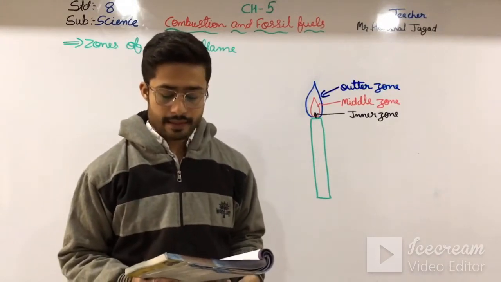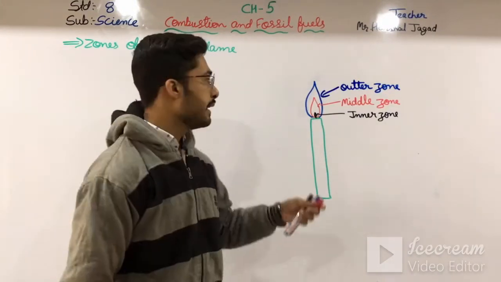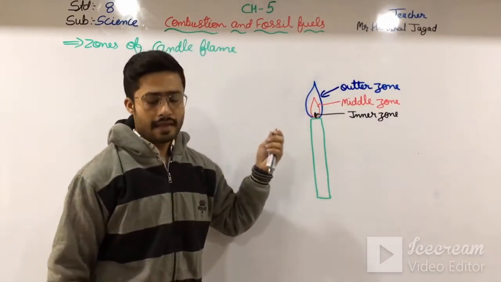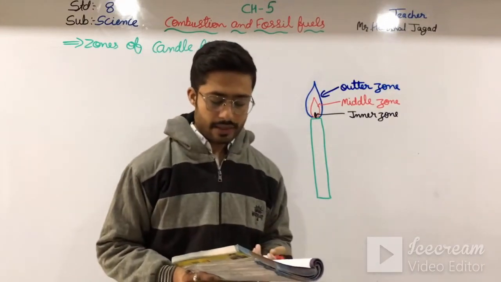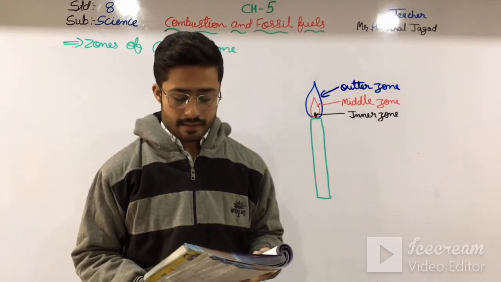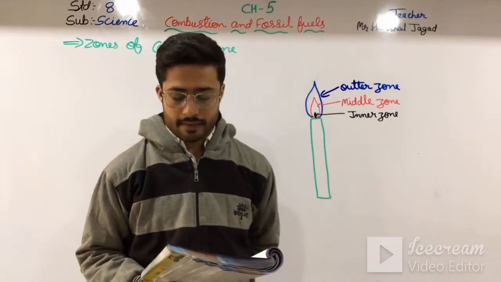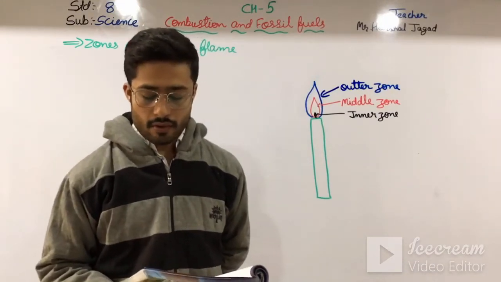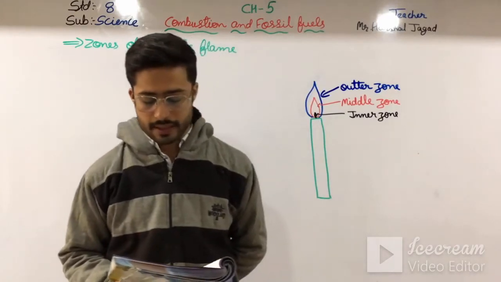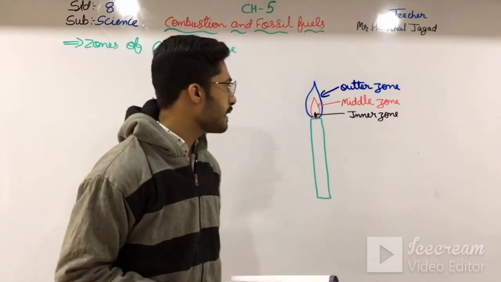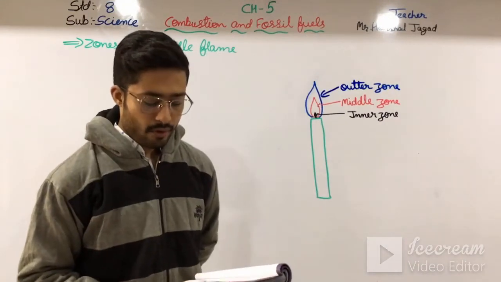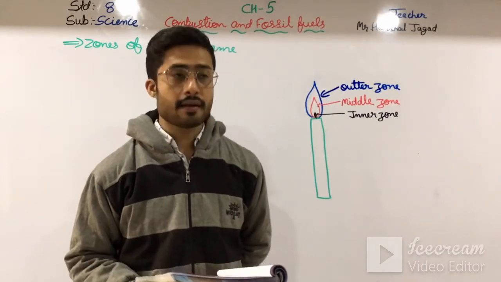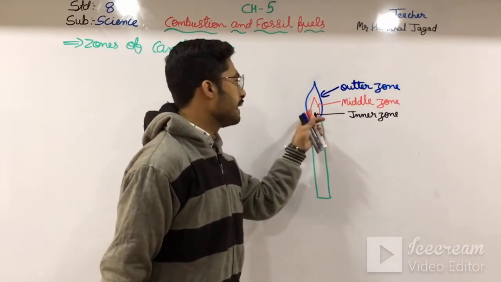Then coming towards the middle zone. The middle zone is where the wax vapors start burning. There is some oxygen there, so it is burning, but not fully. There is insufficient oxygen, which results in incomplete combustion. A yellow or luminous flame is produced due to the glowing of carbon particles, which are also known as soot. In addition, carbon monoxide and water are also produced. The flame here is hotter than the inner zone.